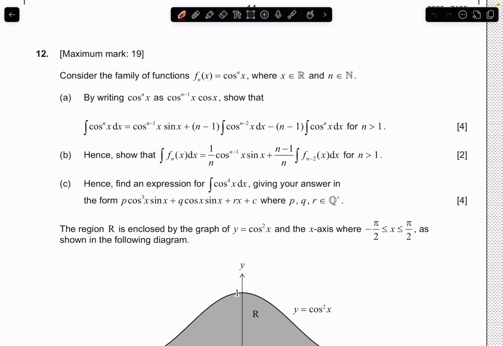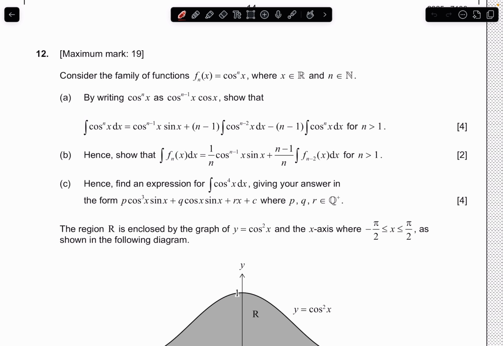Hi everyone, today we're going to be solving the 12th question from the May 2025 paper 1 time zone 1 of the IBDP Mathematics Analysis and Approaches higher level exam. So let's get started. Consider the family of functions f_n(x) equals cosine nx, where x is a real number and n is a natural number.